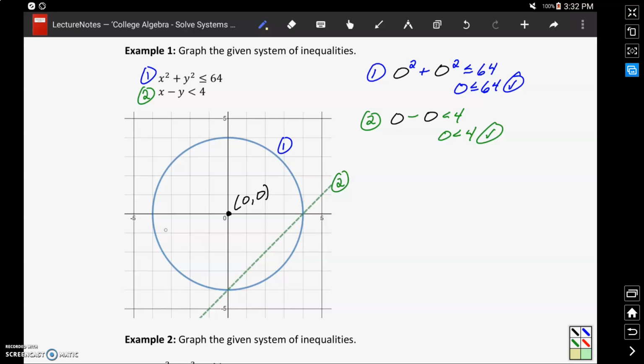That means in this case, 0, 0, and all other points inside our circle, but above that line represented by equation 2, will be solutions to this system of inequalities.